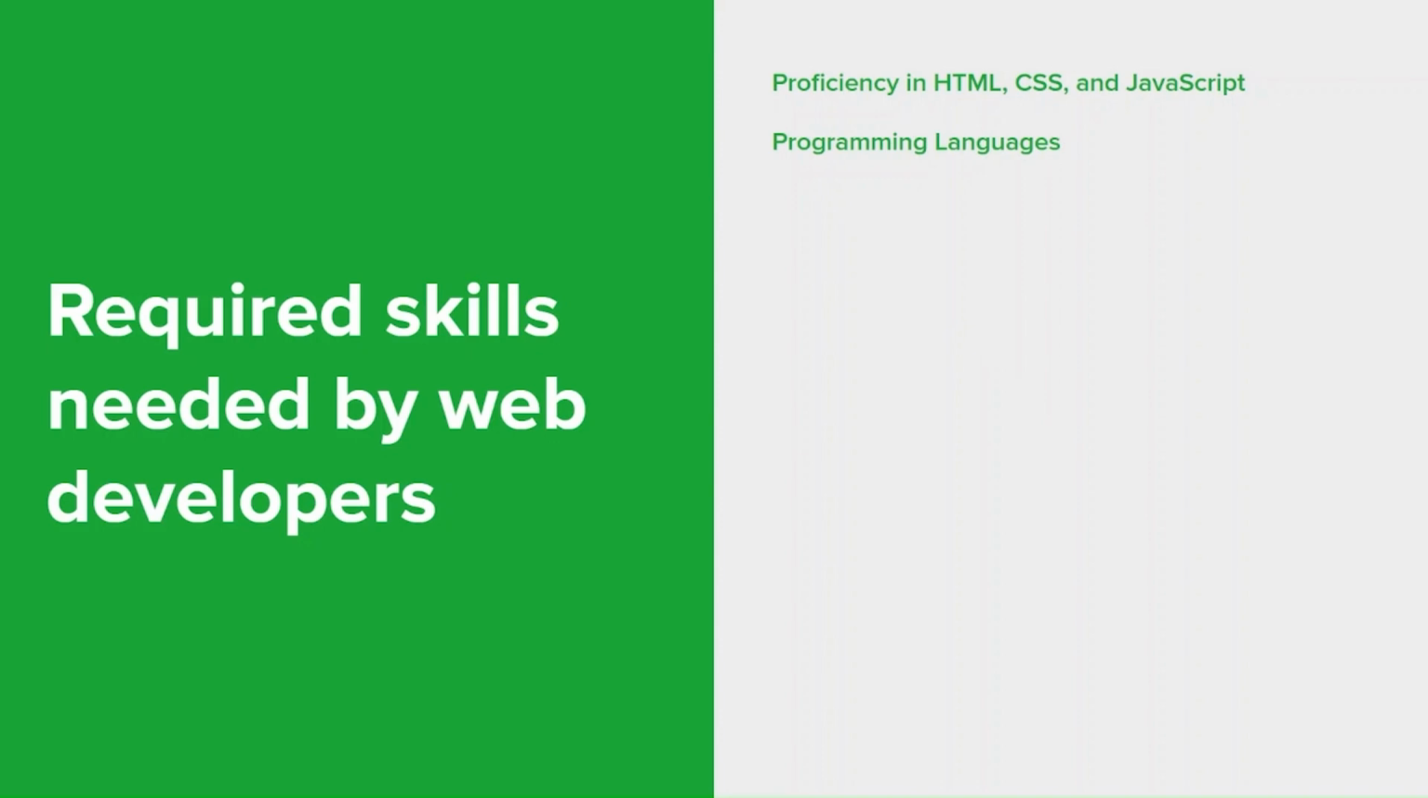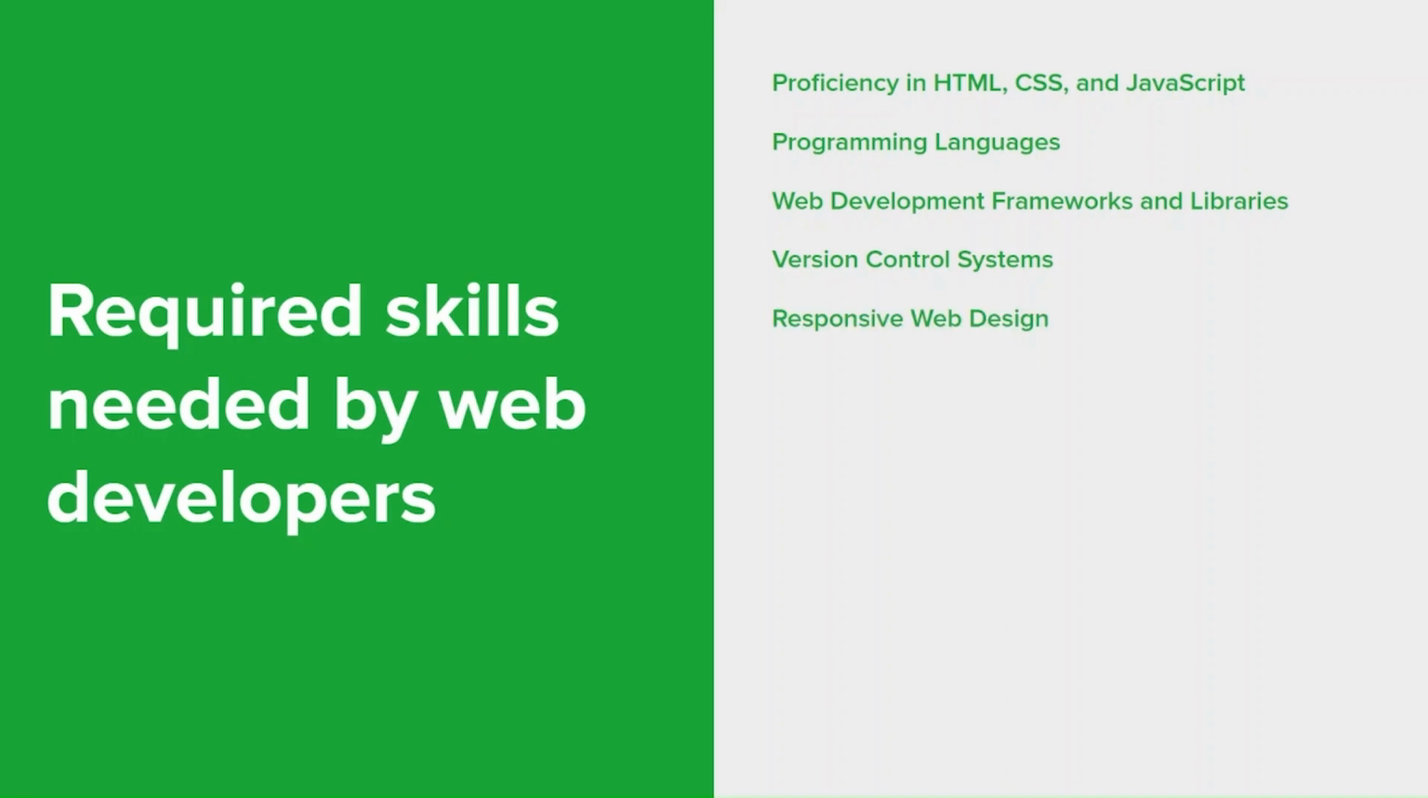Apart from JavaScript, though, familiarity with programming languages like Python, PHP, Ruby, or Java can be advantageous, depending on the project requirements. Knowledge of popular web development frameworks and libraries like React, Angular, Vue.js, jQuery, or Bootstrap can significantly enhance a developer's efficiency and productivity. Proficiency in using version control systems like Git allows developers to track changes, collaborate with others, and easily manage code repositories as well.